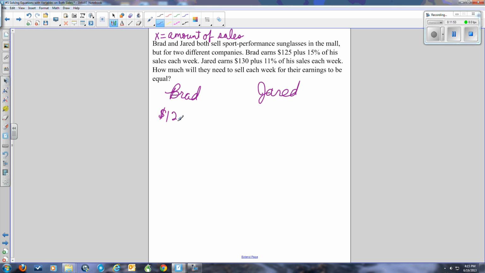Brad earns $125 before he sells anything, and then plus he gets 15% of his sales. Well, 15% we write as 0.15, so that'd be 0.15 times X, so 15% of the amount that he sells. Jared, he earns $130 plus 0.11, because 0.11 stands for 11% of the amount that he sells. So let's go ahead and figure this out. Now we have an equation to solve, so we're going to subtract 125 from each side.